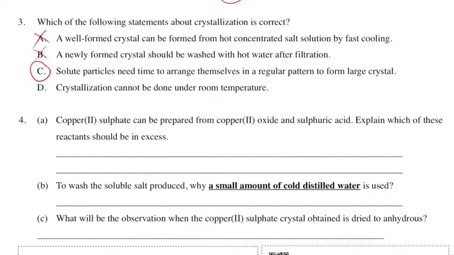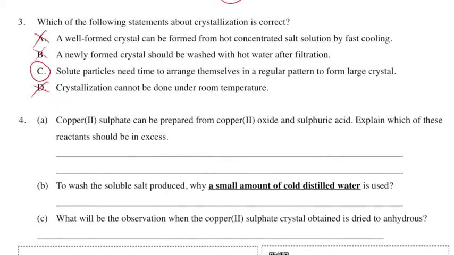And the last one: crystallization cannot be done under room temperature. Yeah, that's quite obvious. We need to leave it to cool down at room temperature, okay, so it can form the small crystal that we want. Okay, so put a cross for that.